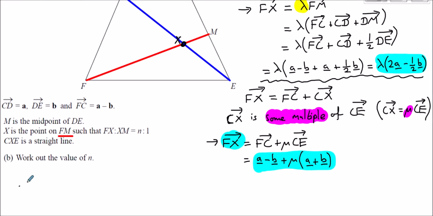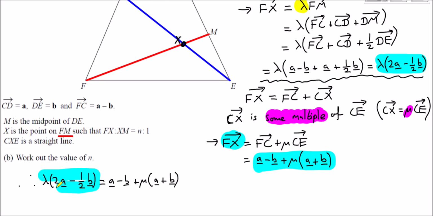So I can now say, therefore, lambda lots of 2a minus a half b equals a minus b plus mu lots of a plus b. So all I've done here, because both of these are equal to fx, I've said that one must be equal to the other. Now we can compare the terms in A and B here and get something out of it.